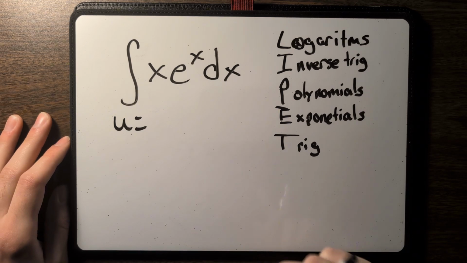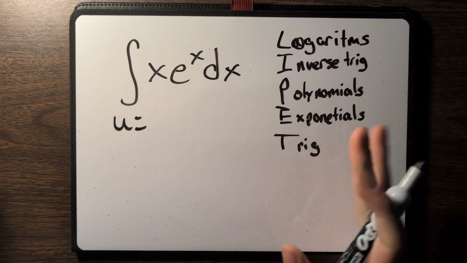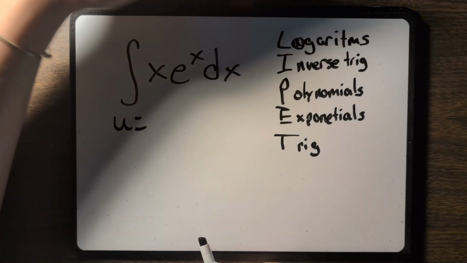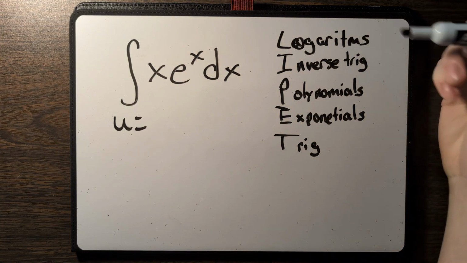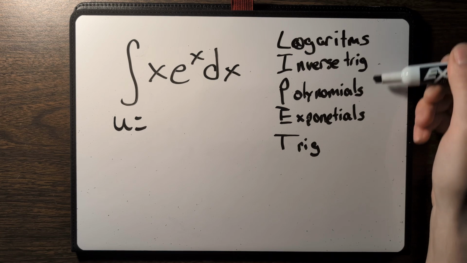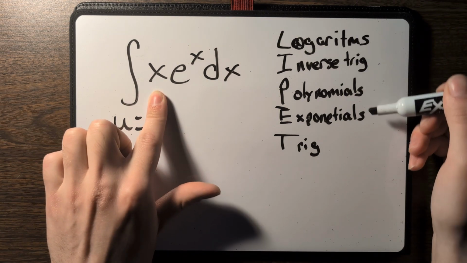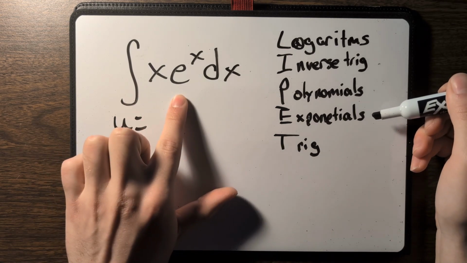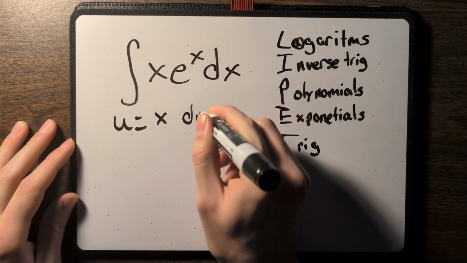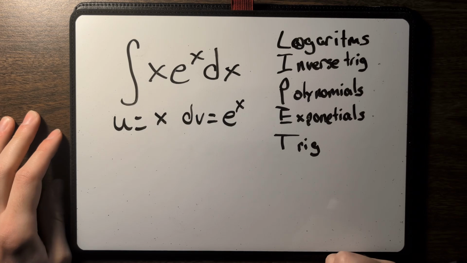Now this is very important because you have to select your u correctly, or else you're going to end up doing a ton of work and it possibly might not work out. So if we follow this, we don't have any logarithms, we don't have any inverse trig, we do have a polynomial. We have just x, and that comes before our exponential, e to the x. So I'll select u as x and dv as e to the x.